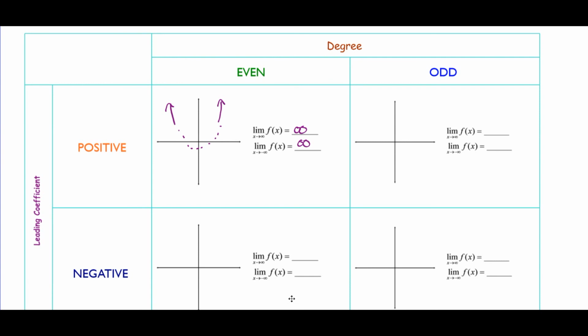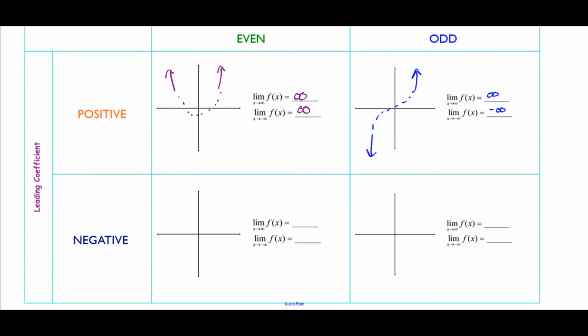If my degree is odd, but my leading coefficient is positive, then my end behaviors are going in opposite directions, and the right side is going up. So again, we don't really know what's happening in the middle, but on the right side, I'm going to positive infinity. On the left side, I'm going to negative infinity. So remember, odd, they're going in opposite directions. Even, they're going in the same direction, or equal directions.